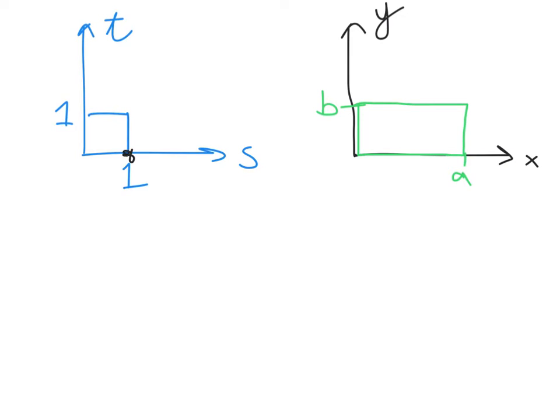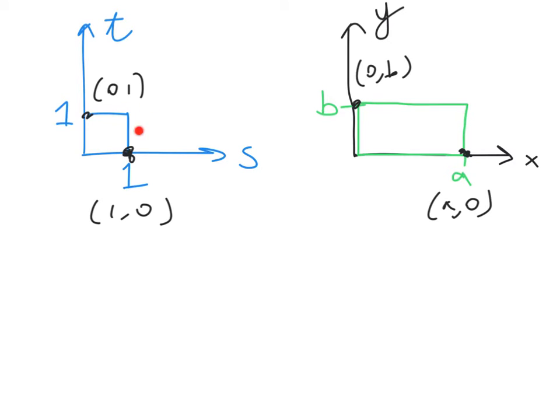So I want this point at 1, 0 in the parameter coordinates to correspond to the point A, 0 over in real space. And I want the point 0, 1 to correspond to the point 0, B back in real space. And so now, under this coordinate transformation, this rectangle over here becomes a square in our parameter coordinates. And so what transformation does that?